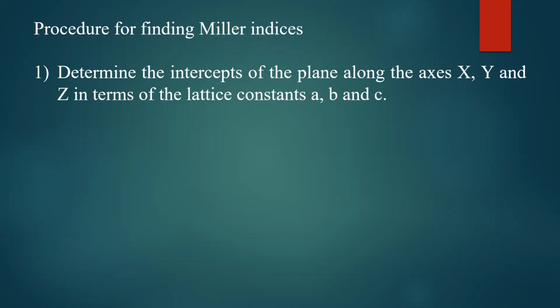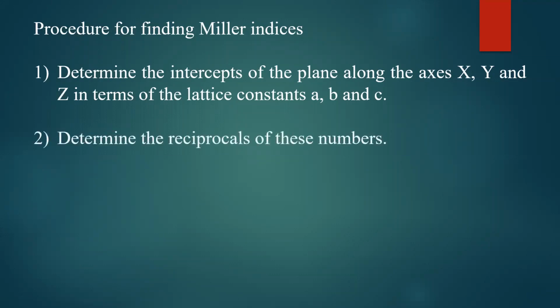The separation is specific, either a, b, or c, along the x, y, and z directions respectively. First, you have to determine the intercepts of the crystal plane. For any crystal plane, you find its intercepts with respect to the x, y, and z axes in terms of multiples of a, b, c. Then, as the second step, you have to determine the reciprocals of these numbers.